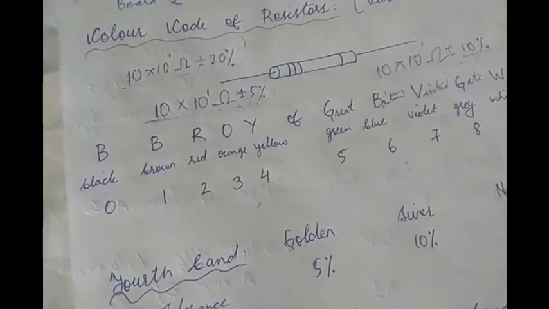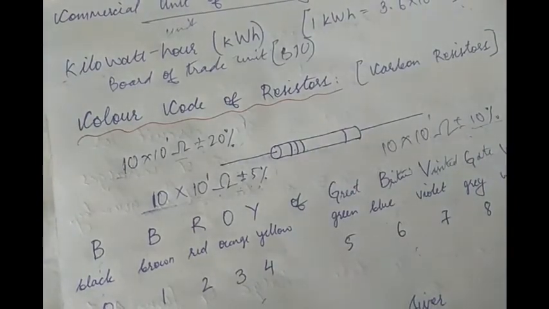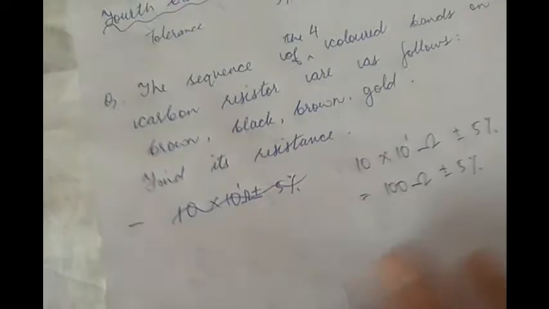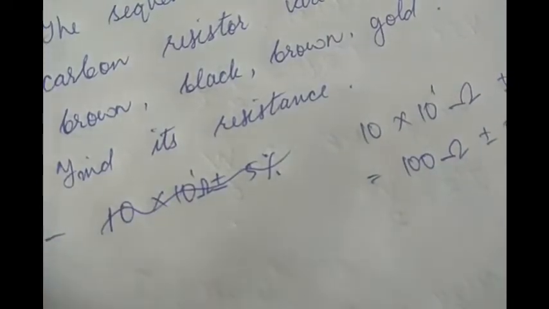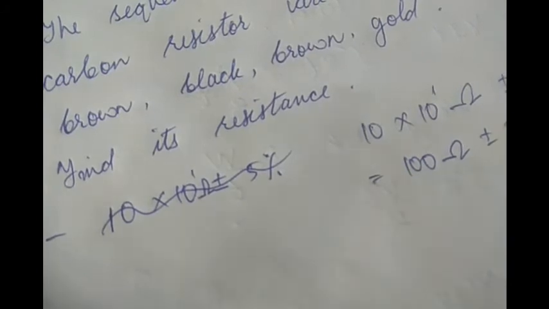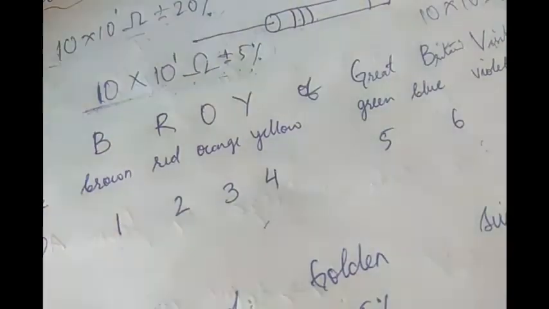Okay, another example let me give you. If the bands are something like green, blue, yellow, and silver, say for example, I'm writing over here: green, blue, yellow, plus minus, and silver. So it's green, blue, yellow, and silver. Then what would be the resistance? So don't forget this mnemonic: B.B. Roy of Great Britain visited Gateway of India.